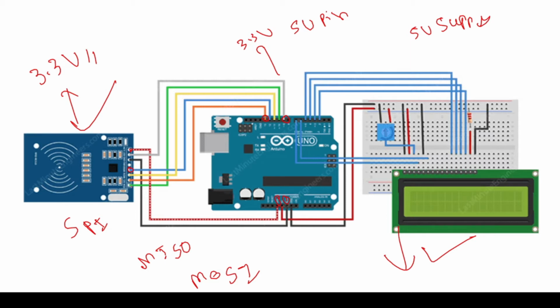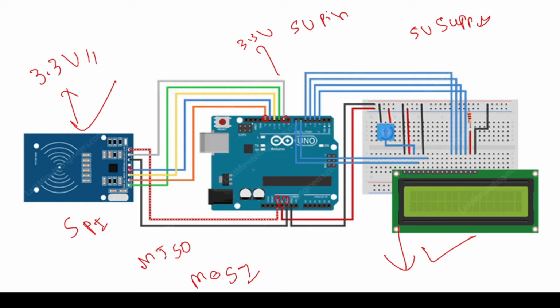And then the last ones here, these two are the SCK and SDA. So we are connecting the SCK and SDA to the SCK and SDA of our Arduino board. Okay, so the connection is the same as what we had done in our RFID tutorial, right?